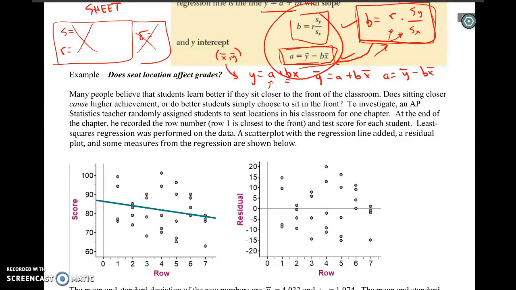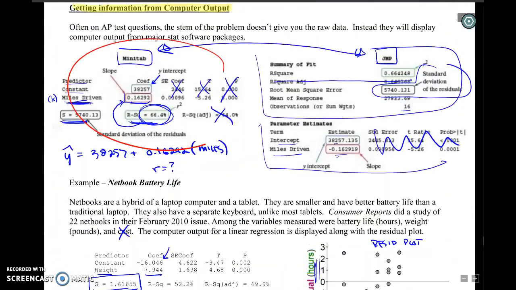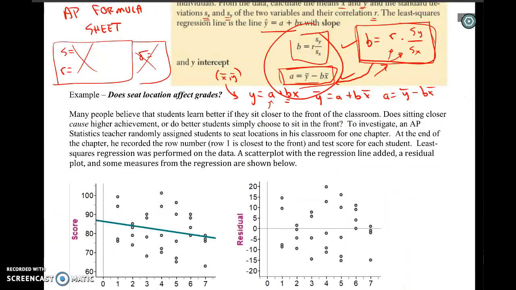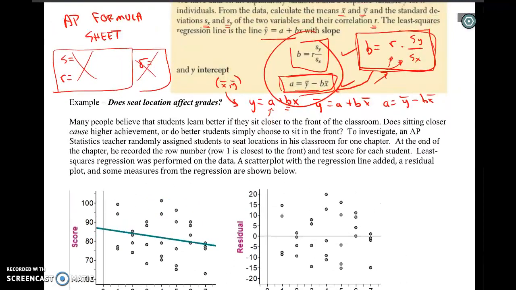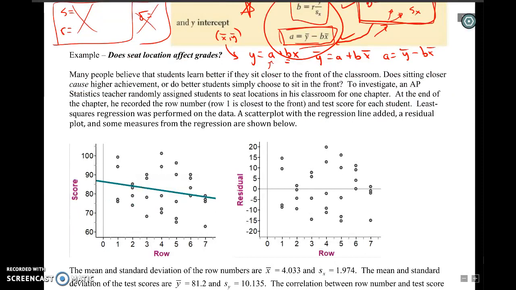The first way is with your calculator. The second way is with a computer output, very important. And I would say maybe once every 4th year on the AP test, you might see something like this. But I actually often test on that, so you should know it.